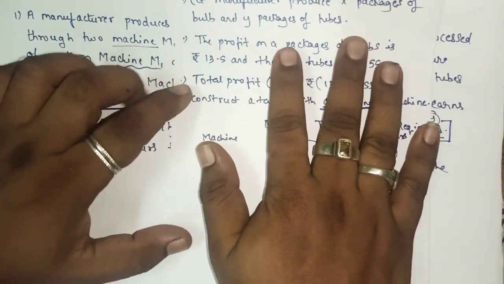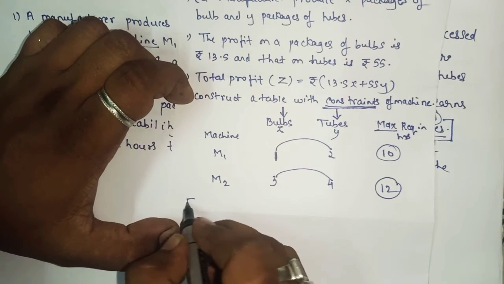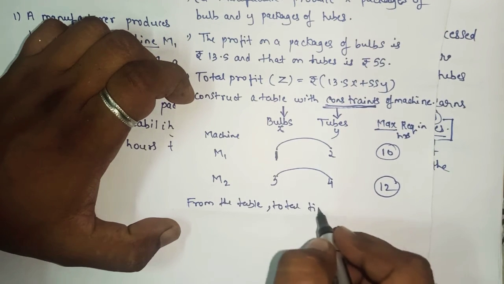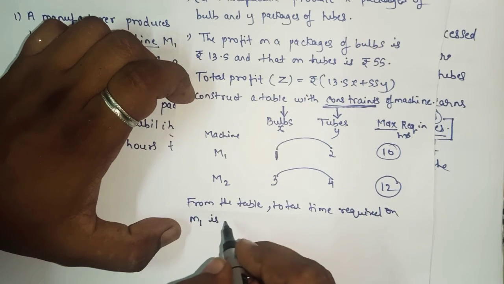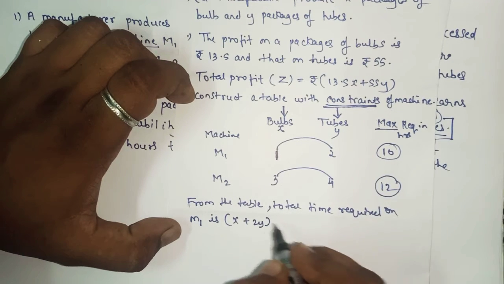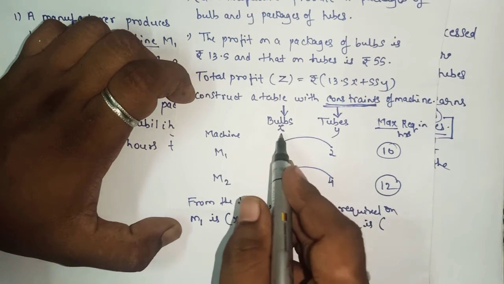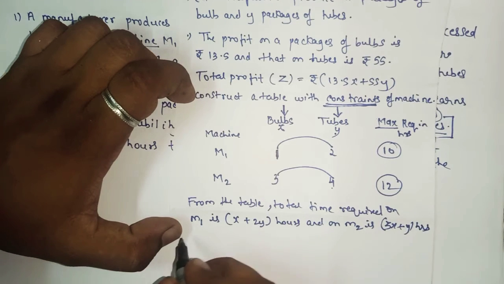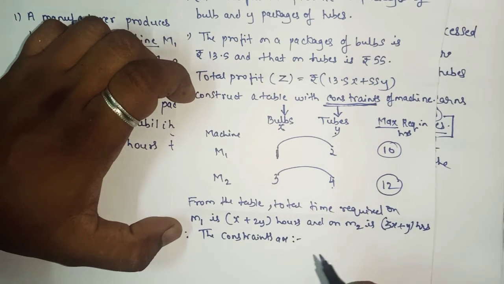After this, that's not the end of the sum. After this you will write what? From the table, total time required on machine 1 is what? 1x. So this is x plus 2y hours, and that on machine 2 is 3x plus 4y hours. So therefore the constraints, the limitations and the boundaries are what?